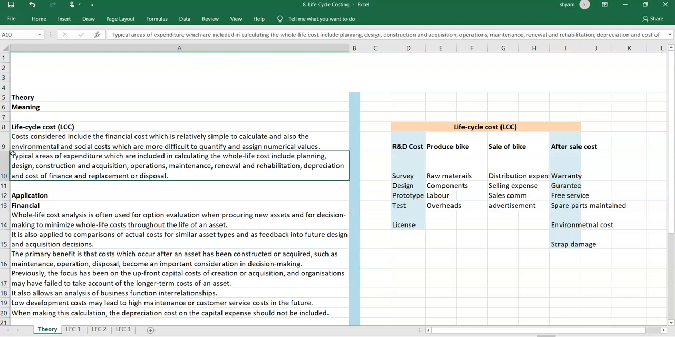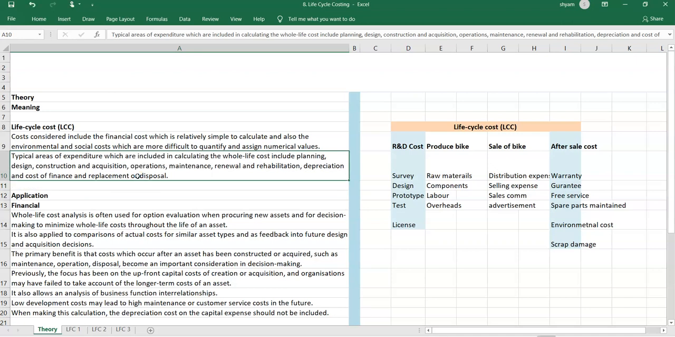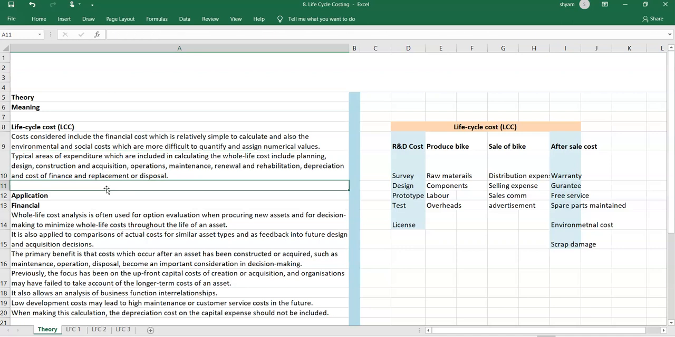The next one is typical areas of expenditure included in calculating whole life costing: planning, design, construction, acquisition, operation, maintenance, renewal, rehabilitation, depreciation, cost of finance, and replacement or disposal. Look at this. Normally we don't consider these costs. We only consider operation cost, maintenance, like that. But there are some costs which span quite a lot, and those are very important from a company's point of view.